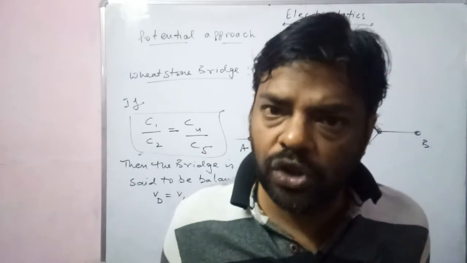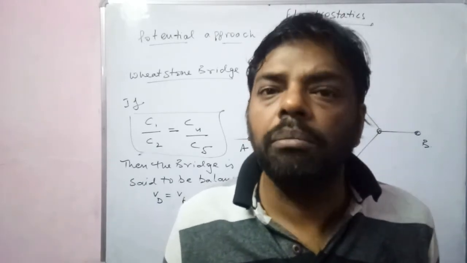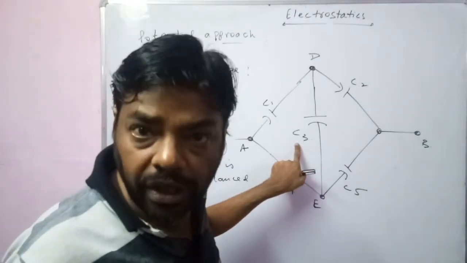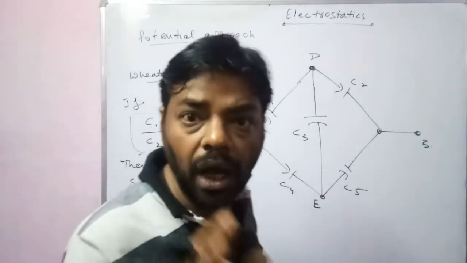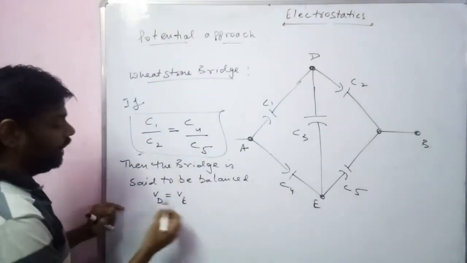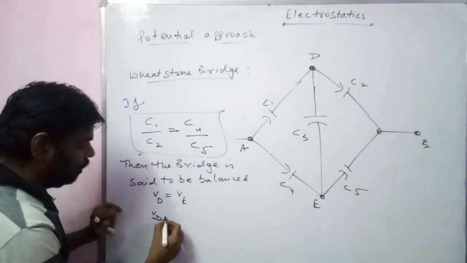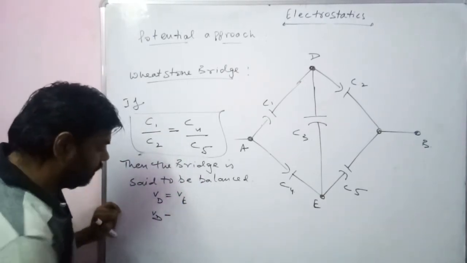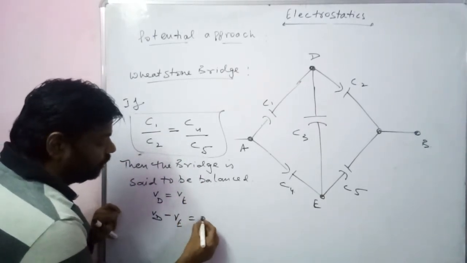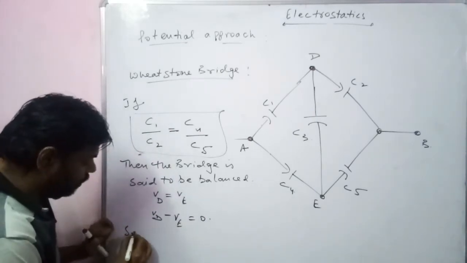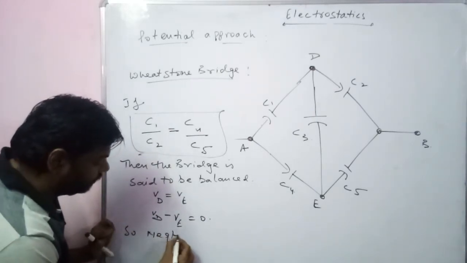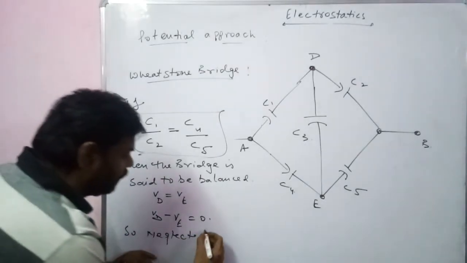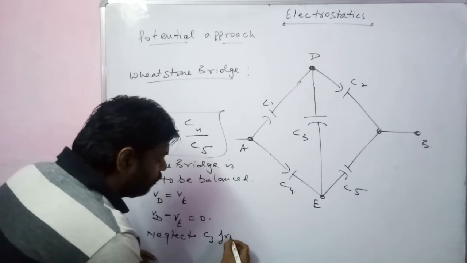So, in this situation, it is better to neglect this C3 from the parent circuit. Now, VD is equal to VE, so VD minus VE is equal to 0. So, we have to neglect C3 from the circuit.